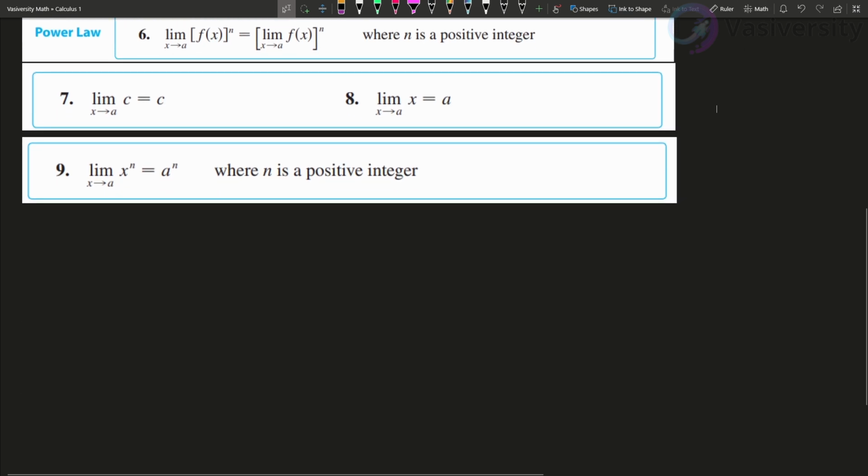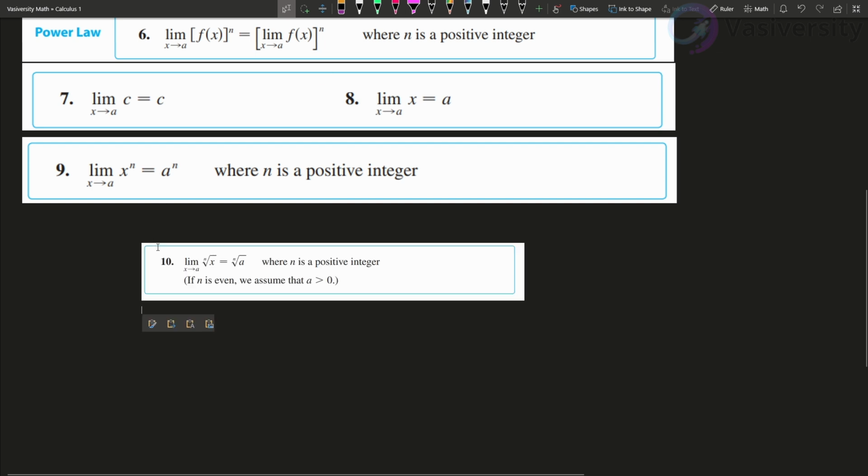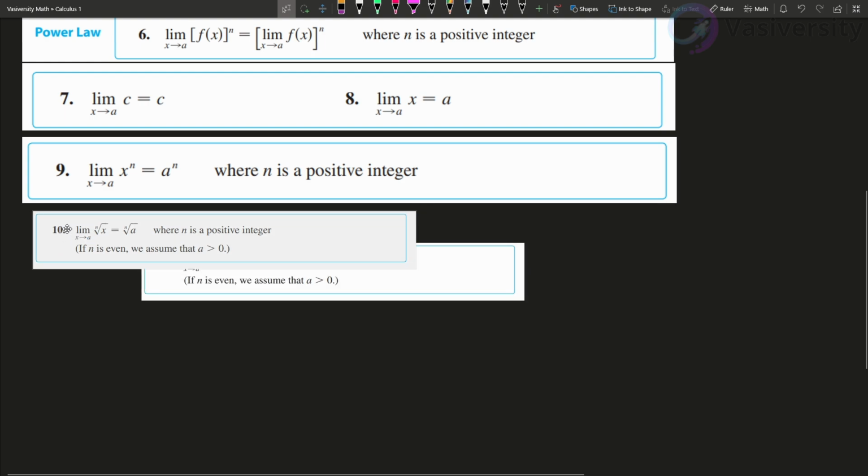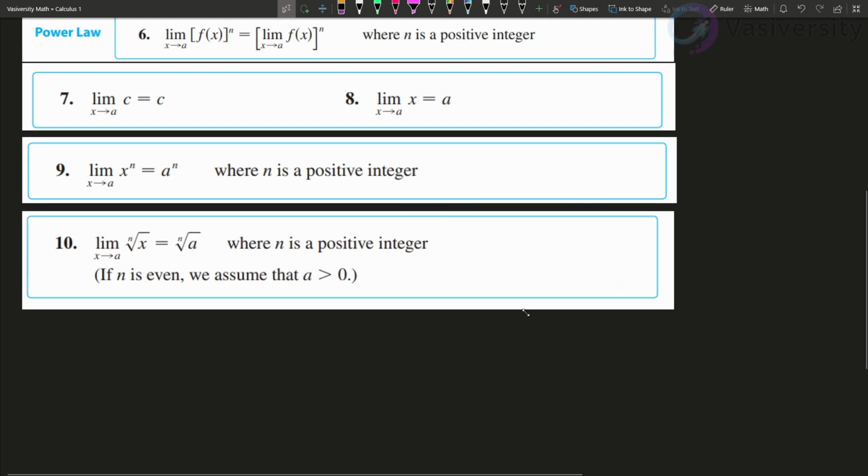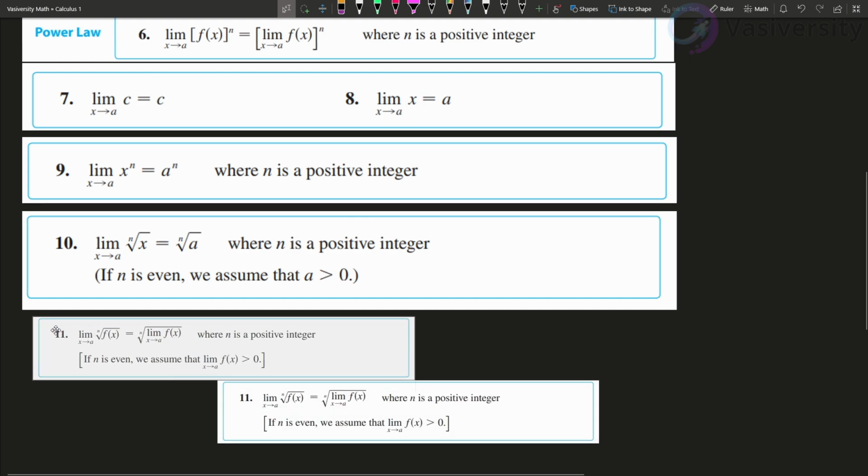Actually, not the last one yet, there is the root law. The power law we can also apply to the root, because if you remember from algebra, the root of a function is just a power, so it's the function to the power of 1 over n. And then the last one is pretty important, it's also a root law, so we call it the root law. So here are the 11 most important rules.